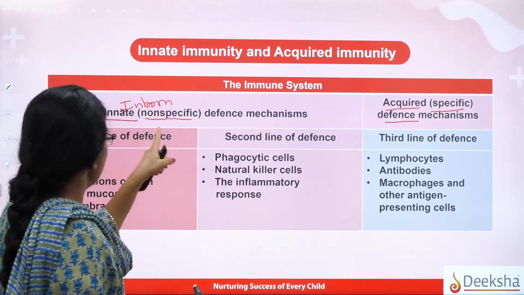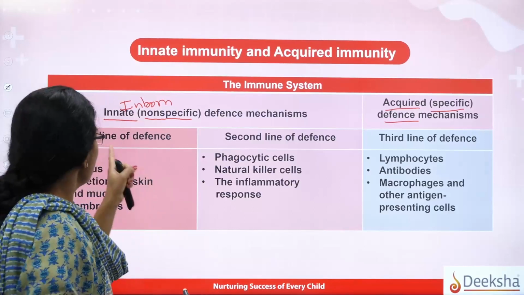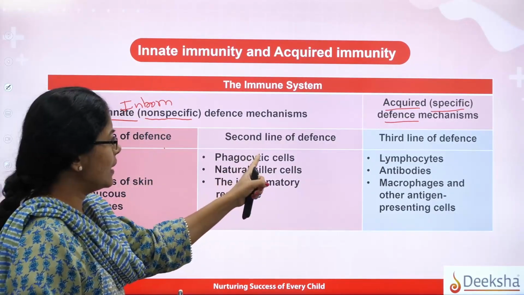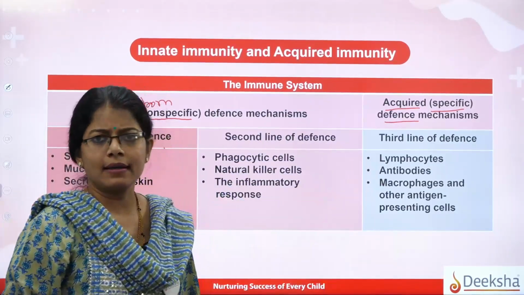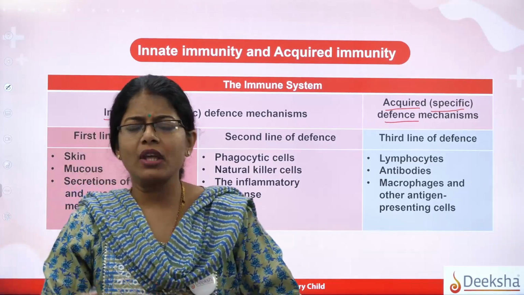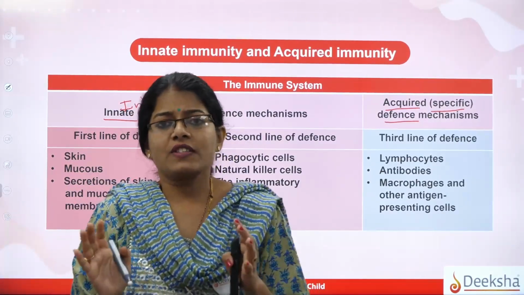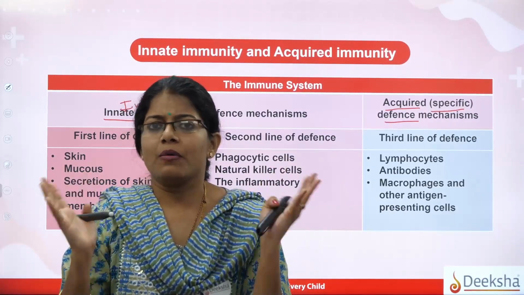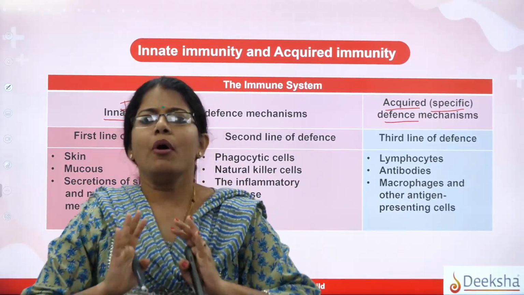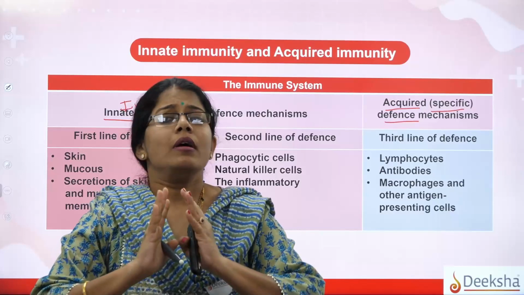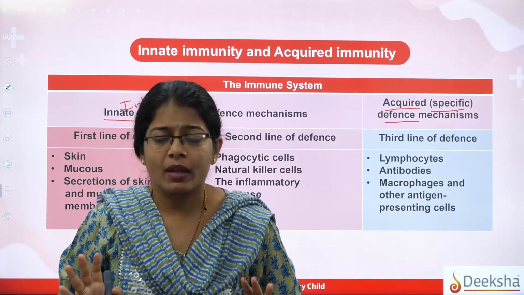So first, we can divide them into 3 levels: the first line of defense, the second line of defense, and the third line of defense. Why do you think there is a first line, second line and third line? See, first the pathogen is in the surrounding, correct? Our body will try to minimize or prevent the entry.